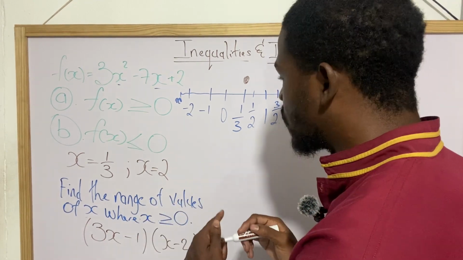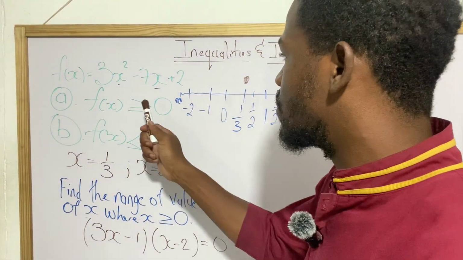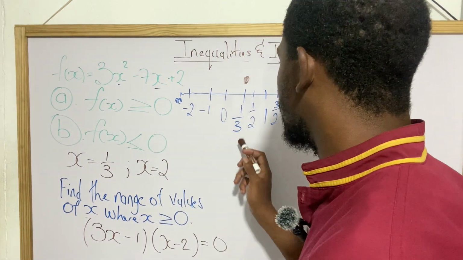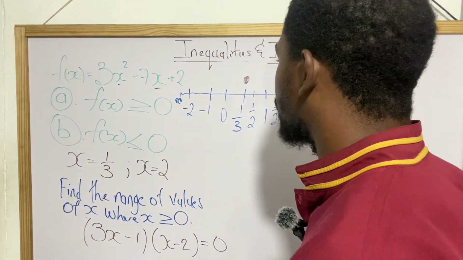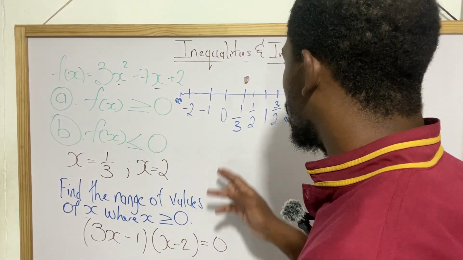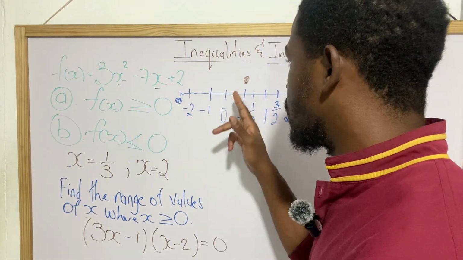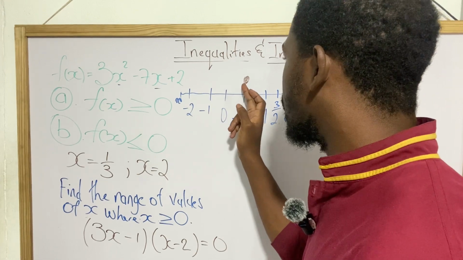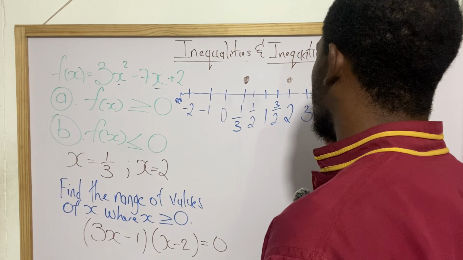So we need to find the two possible ranges of values of x where x is going to be greater than or equal to 0. So we know the equal to 0 will be a third and the 2. That is not the case for everything in between. However, we need to have our inequalities to know if x is either going to be values that are below 1/3 or values that are greater than 2.